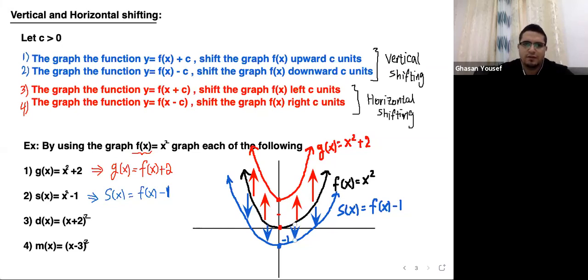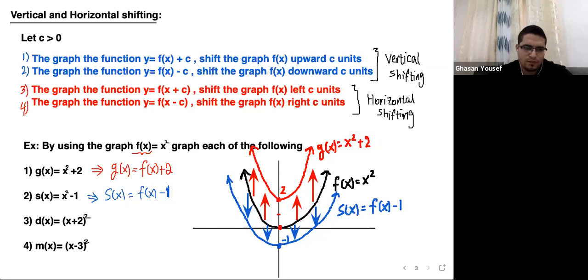Okay, is it clear for the first two examples? By the way, you should write in the graph here the number 2, and here minus 1, to know what you did exactly for the function. And also you have to label each function behind each graph with the name of the function. This is very important. The name, and also you have to put the point minus 1.